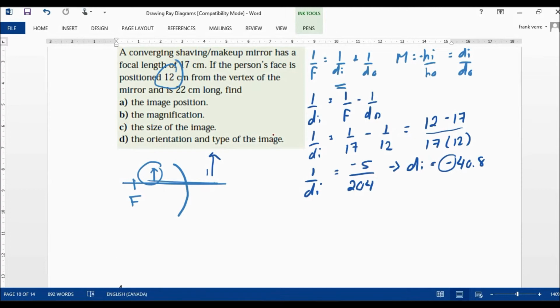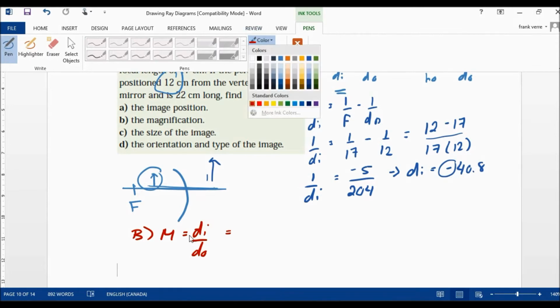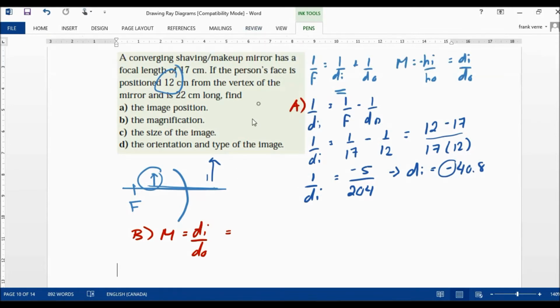Okay, now we can look for the magnification. So this was A. We can now look for B. So the magnification m is equal to di over do. And we can solve now for the magnification really simply. Oh, just noticed a little mistake in the way we've set this up. It's actually negative di over do, not di over do. So let's just fix this. It's negative di over do.